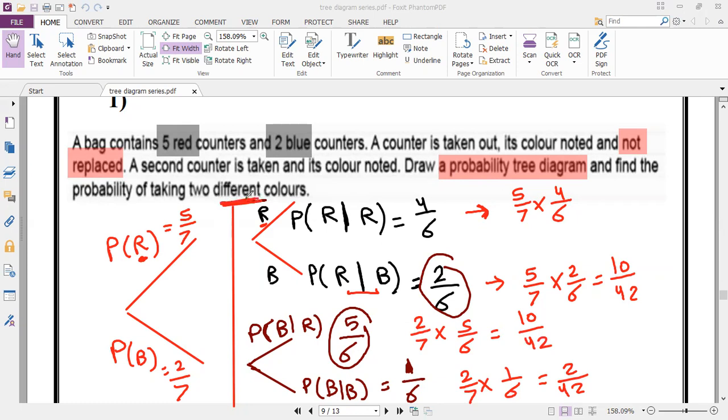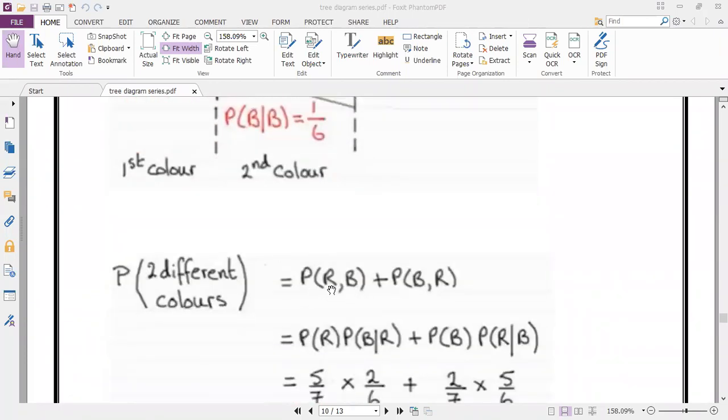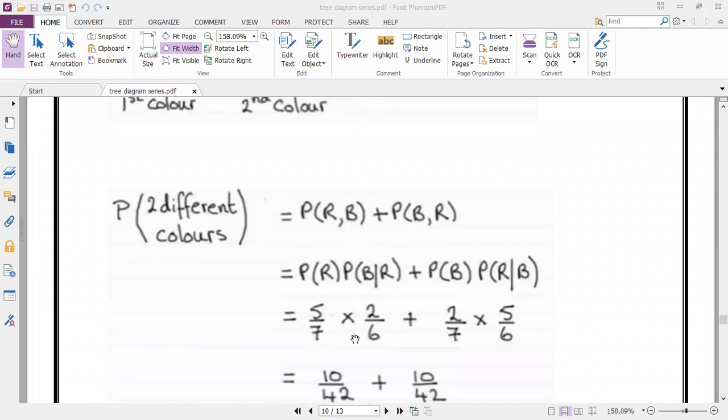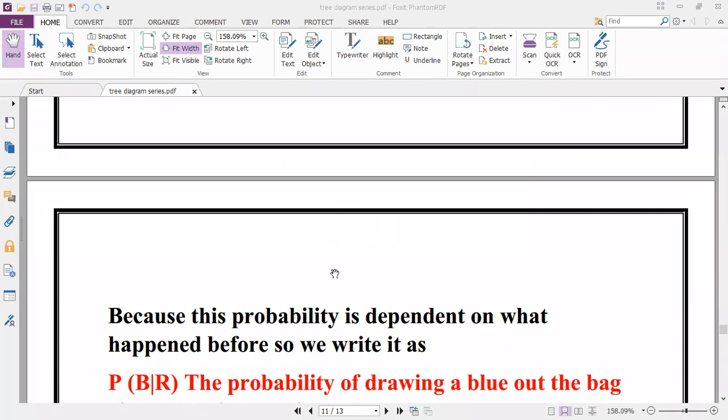So it's a tree diagram and we multiply the probabilities. So for the two different colors, they will be 10 over 42 and 10 over 42. We will add them. It's going to be 20 over 42. Simplify it: 10 over 21. This is the solution here. The probability of getting red and blue, then blue and red, is 10 over 42 plus 10 over 42 equals 20 over 42.